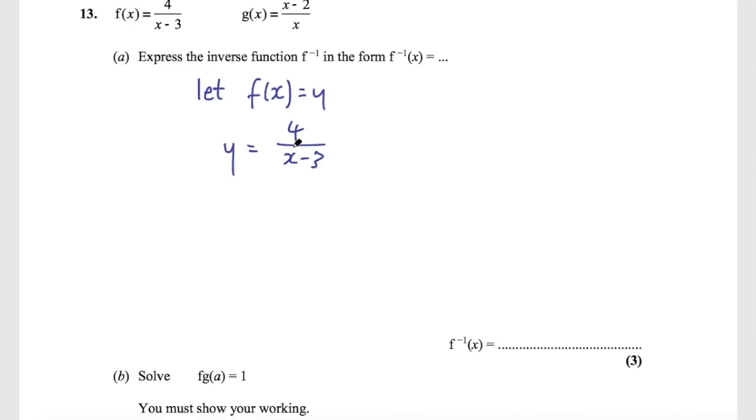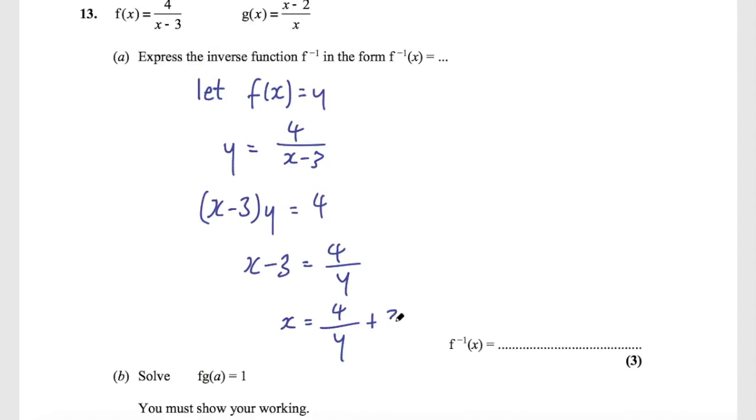Then we need to rearrange it to make x the subject of the formula. So we can multiply this side by x minus 3 and then divide by y. That's one way to do it. Actually, let's take a couple more steps to do this. So x minus 3 times y equals 4. So we could expand these out, or you could just divide by y on this side. So x minus 3 equals 4 on y. And so x equals 4 on y plus 3.